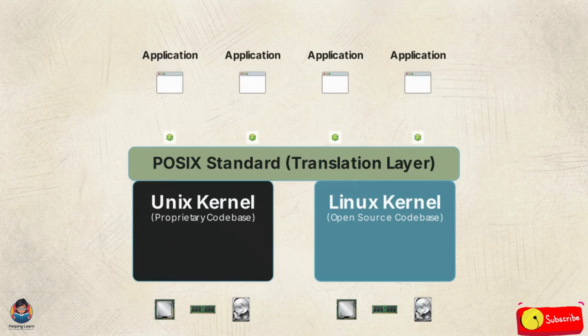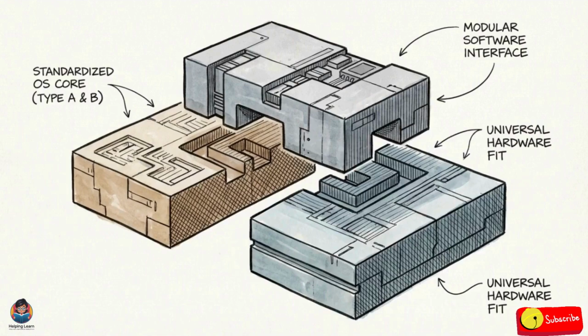Because Linux rigorously implements this exact standard, it flawlessly catches and processes instructions from software applications, exactly the way Unix would. This proves a crucial concept. A shared interface is infinitely more valuable for compatibility than shared source code. It's why Linux is a Unix-like system.